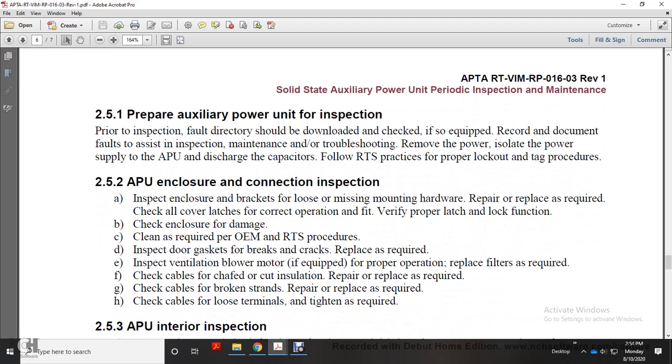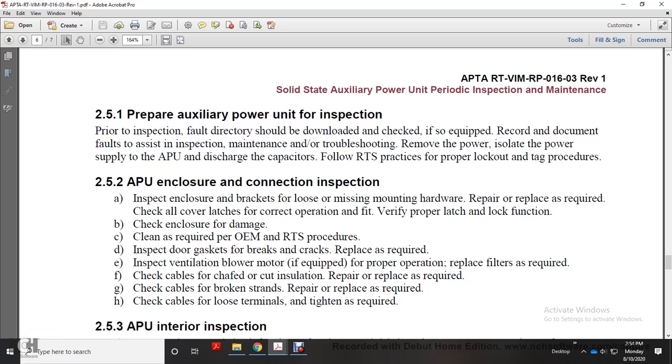2.5.2. Auxiliary power unit enclosure and connection inspection. Inspect the enclosure, brackets, and loops for missing mounting hardware, repair or replace as required. Check all cover latches for correct operation, fit, and proper latch to lock function. Check for damage, clean as required per the original equipment manufacturer or railway transit system procedure. Inspect door gasket for breaks and cracks, replace if required. Inspect the heating and ventilation blower motor for proper operation, replace filter as required.